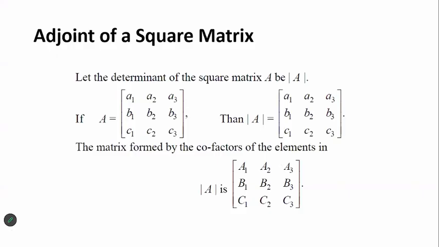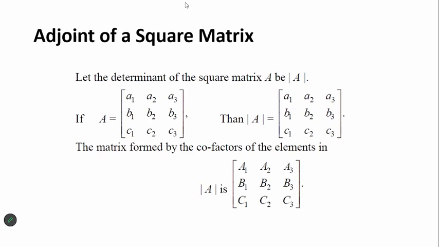Right. So, adjoint of a square matrix. I think you are already aware of this adjoint. Actually, why do we need adjoint? Anyone? What is the use of adjoint? You can find the inverse. Inverse, right? So in order to find the inverse, we need the adjoint, right?